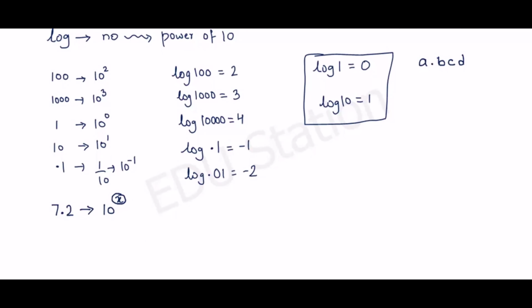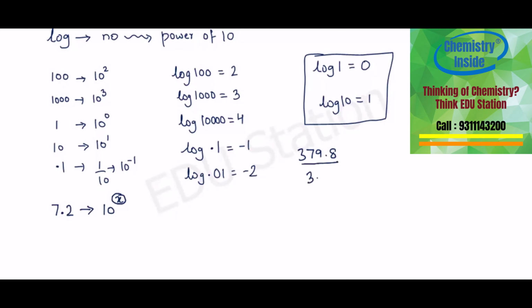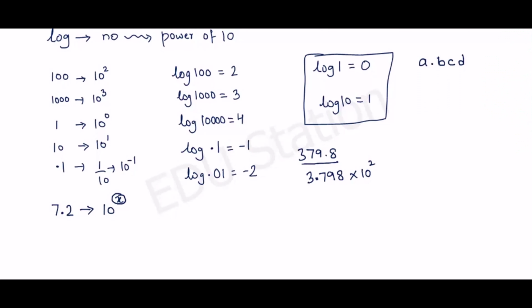Now if you have any number, say you have 379.8, you are not going to directly find the log of this number. You will convert this into 3.798 into 10 raised to power 2. Now you will find the log of this number. These two, a and b, form the number, c forms the column, and d forms the mean difference.